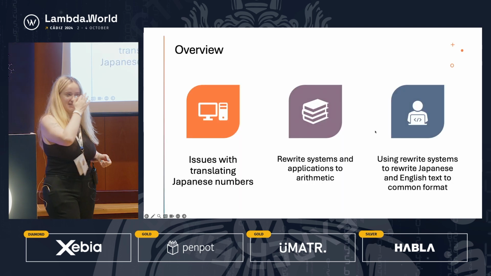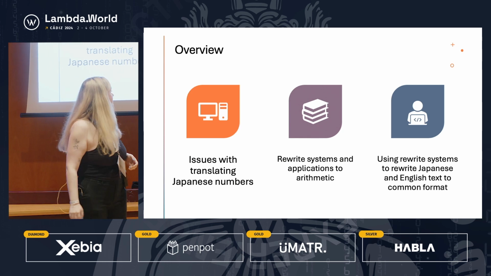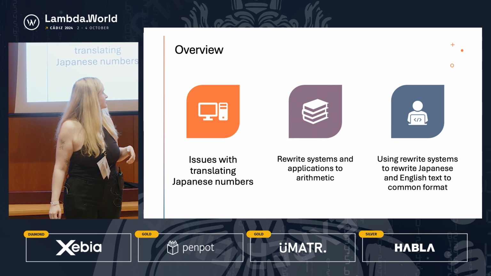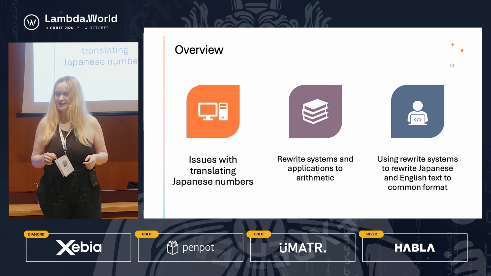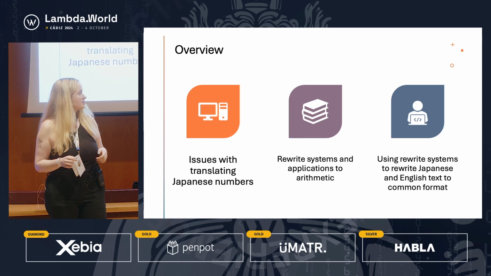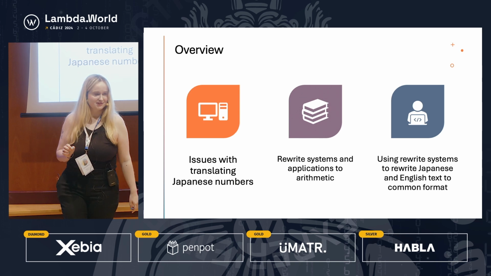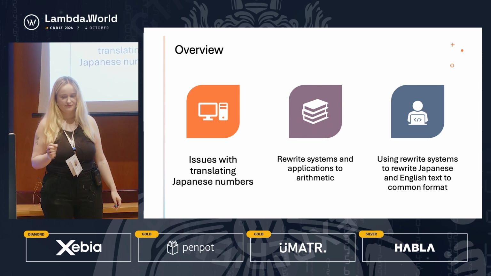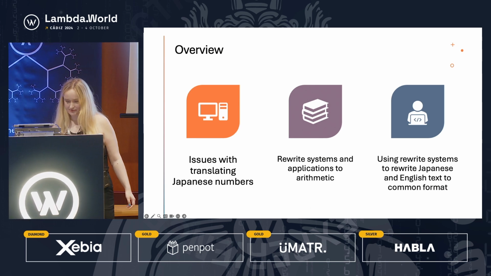Okay, so today, first of all, I'm going to start off by explaining the issues that I had with translating Japanese numbers, and then I'm going to use an arithmetic example to illustrate what a rewrite system is and some of the core concepts, and then I'm going to use Scala to implement a rewrite system for converting Japanese and English numbers into a common format. So, what were the issues that I used to have?